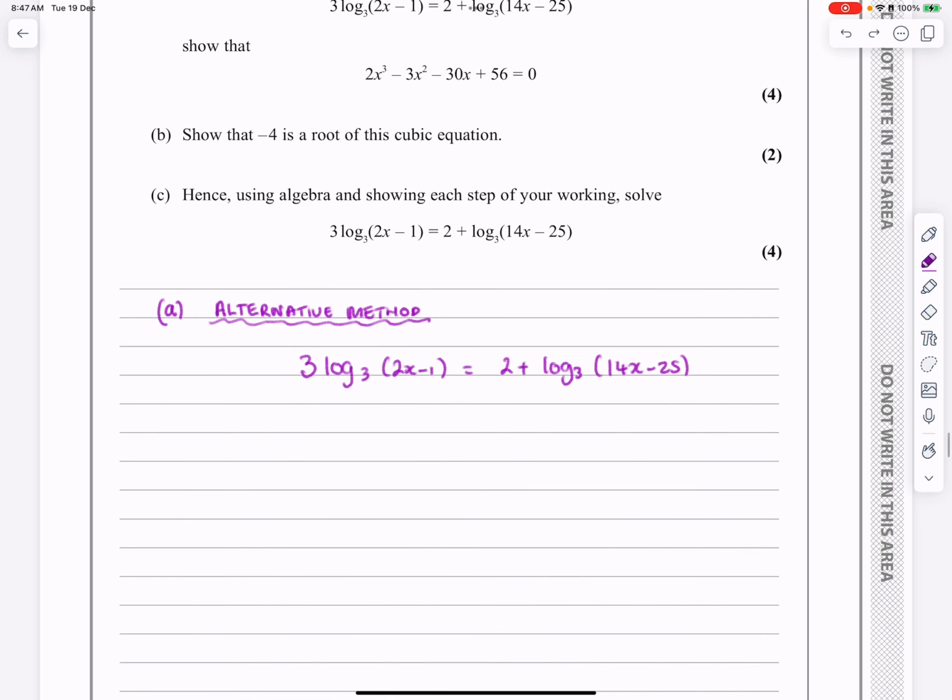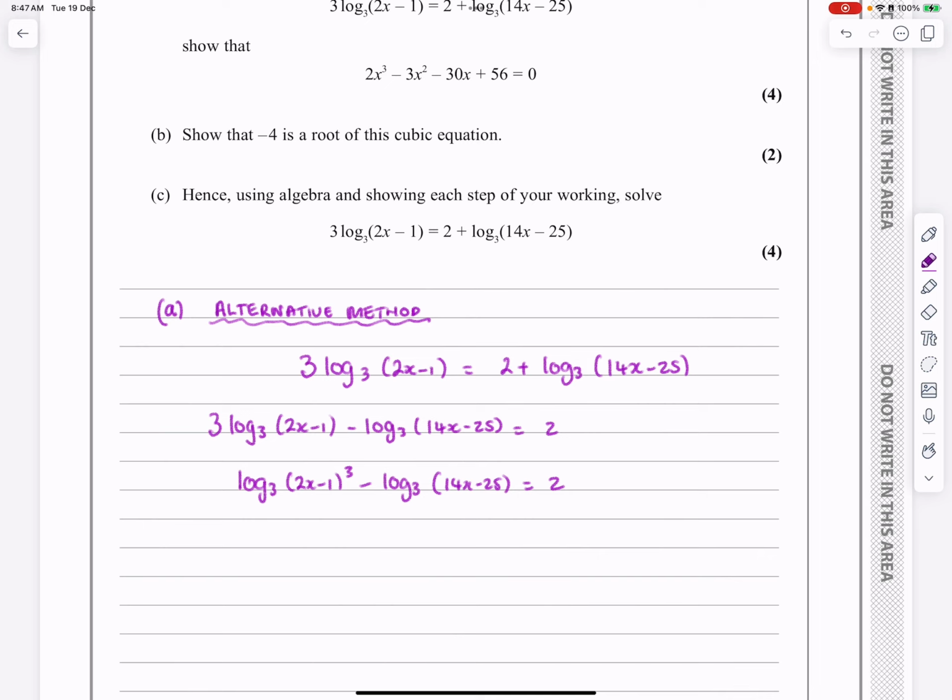So what we're saying then is if I've got this situation, I want to try and get a single log statement, which means getting all the logs onto one side. So 3 log 3 of 2x minus 1 minus log 3 of 14x minus 25 is equal to 2. I just need to put this together as one statement. So before I do that, I've got to use the power rule to move that 3 up there. I'm going to end up with log 3 of 2x minus 1 cubed here. That should absolutely not be a surprise to you at all. Minus log 3 of 14x minus 25 is equal to 2, so that's the only change I've made.